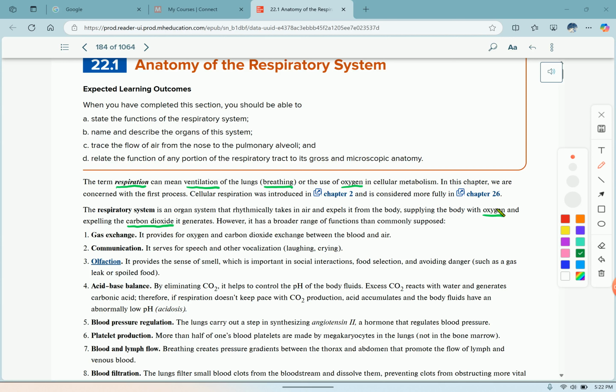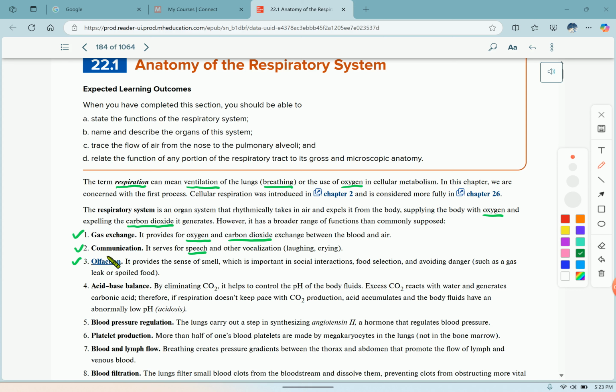Gas exchange is what provides for oxygen, which is a gas, and carbon dioxide, which is a gas, to exchange between the blood and the air. Some other functions of the respiratory system: that's one of them, gas exchange. Another one is communication. It allows for speech, so the air is forced up through the trachea, which is our windpipe, and passes through the vocal cords in order to produce sound.